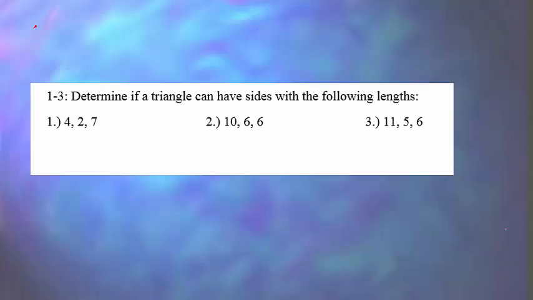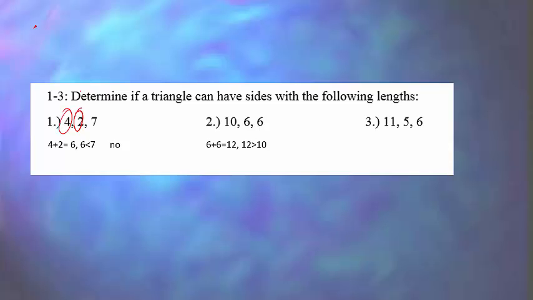So if we look at this first pair of triangles, 4 and 2 are the smallest numbers. So if I add 4 and 2, that makes 6, but 6 is not greater than 7, it's less. So the answer to that is no. You can't make a triangle with those side lengths. Number 2, let's see, 6 plus 6 is 12, and 12 is bigger than 10, so yes, that will make a triangle. You can make a triangle with those side lengths.